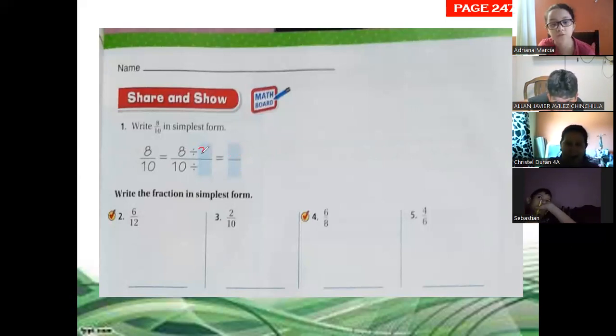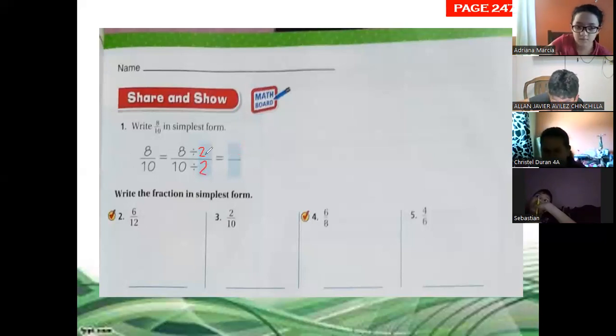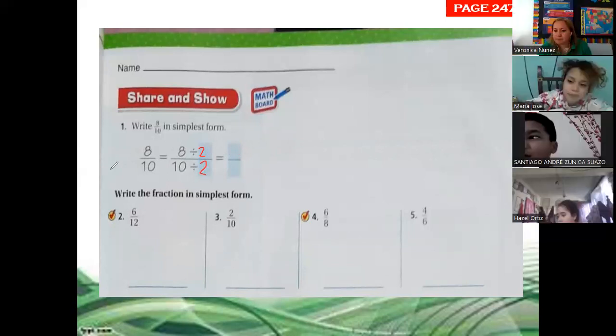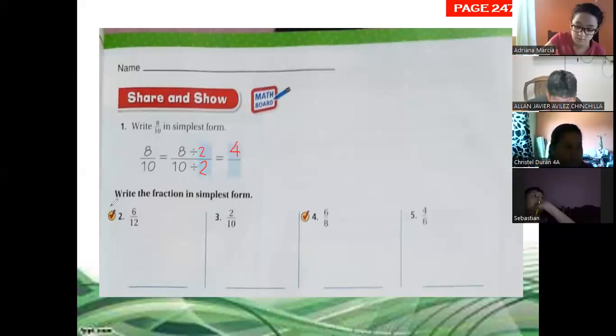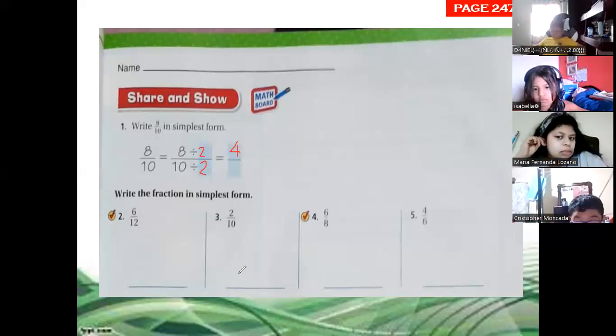Okay. 2. Let's try with 2. 8 divided by 2. 8 lempiras divided into 2 children. How many lempiras? 4. 4 lempiras. Yes. And 10 lempiras divided into 2 children? 5. Okay. 4, 5.